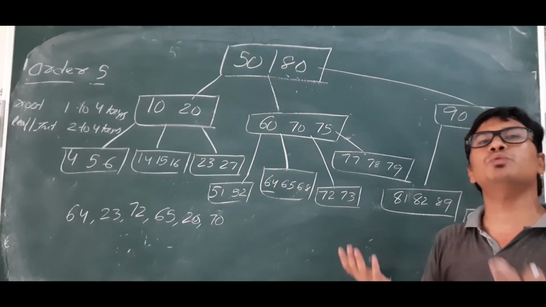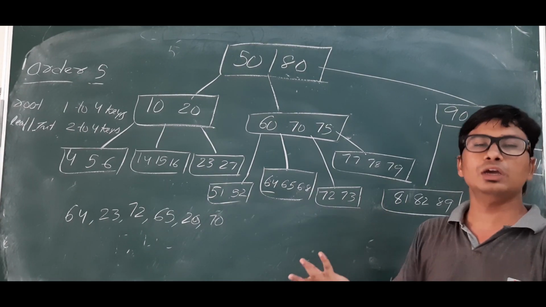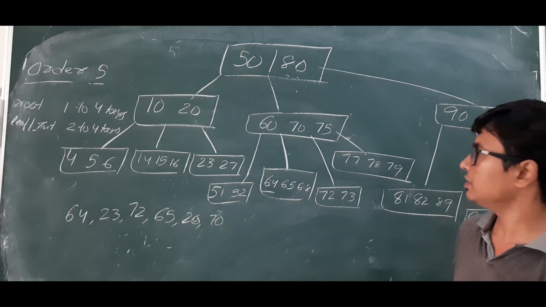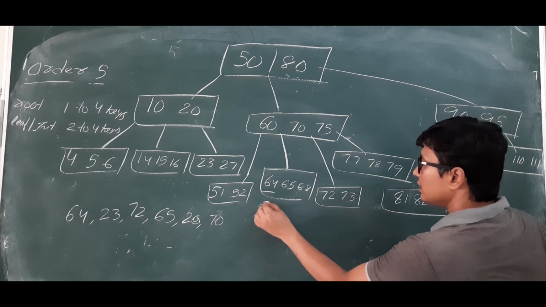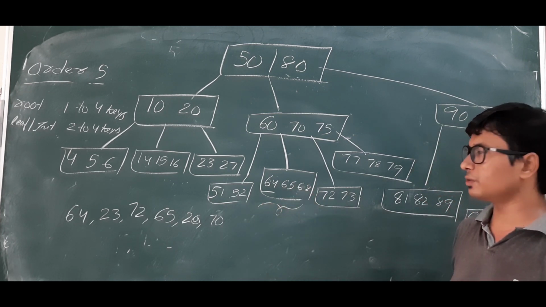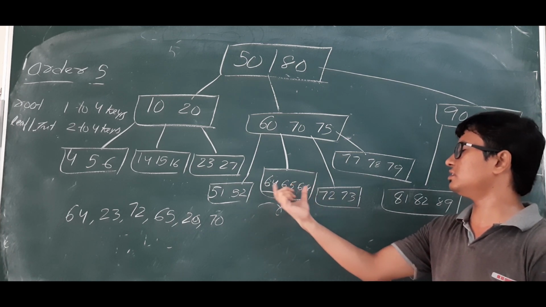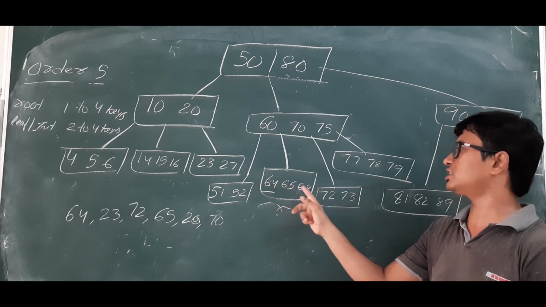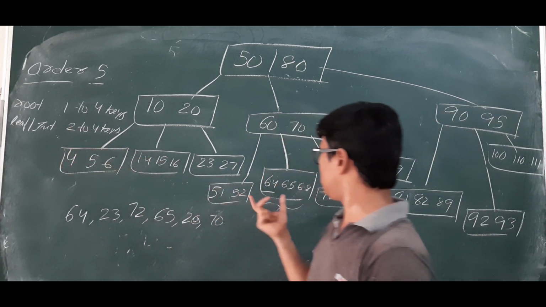If it is there, only then can we delete. If the element you want to delete is not there, we cannot delete it. Is it clear? So first we have to check how many keys are there in this node. We have 3 elements in this node: 64, 65 and 68. How many minimum should it have? Because it is a leaf node.